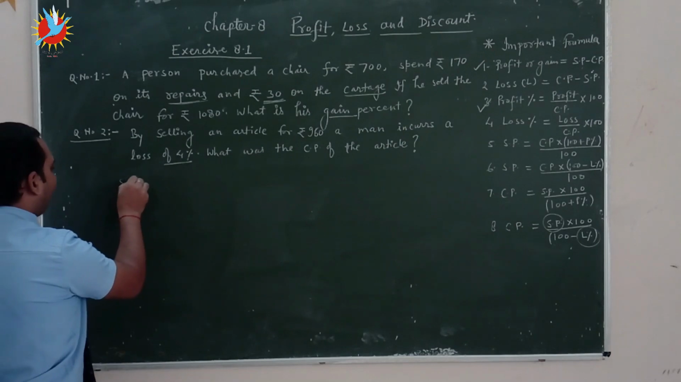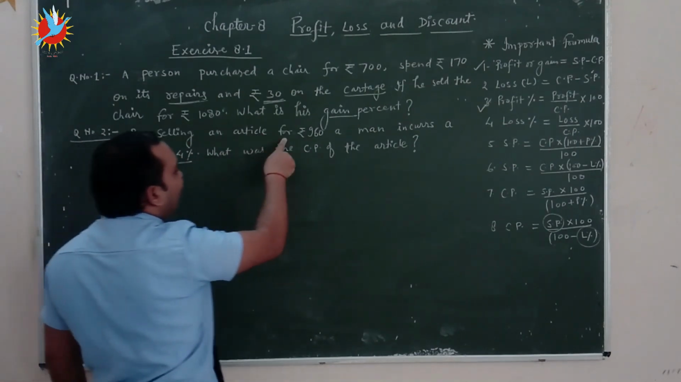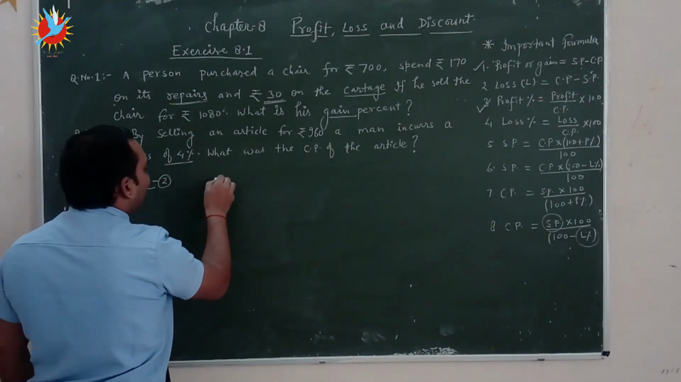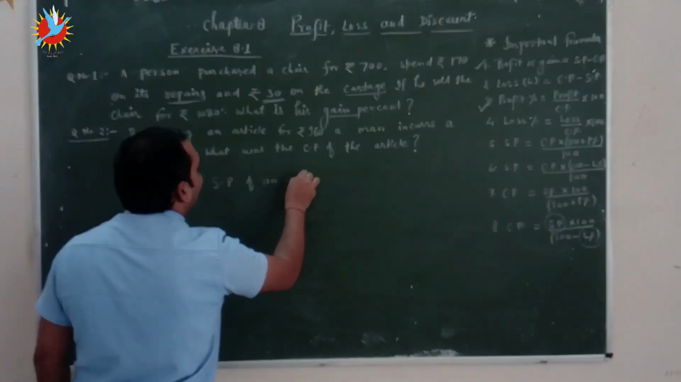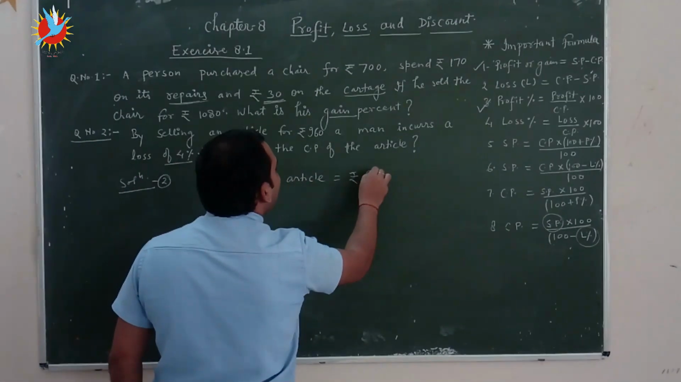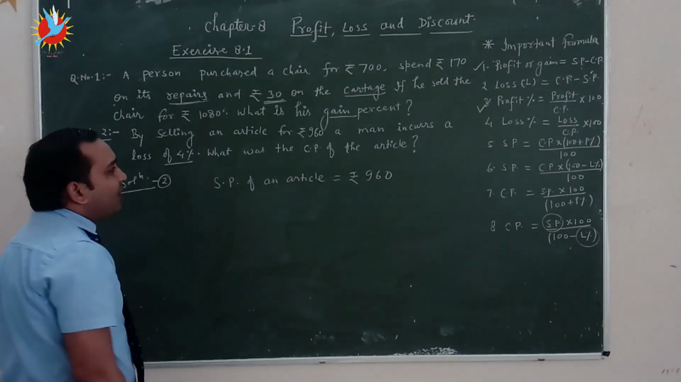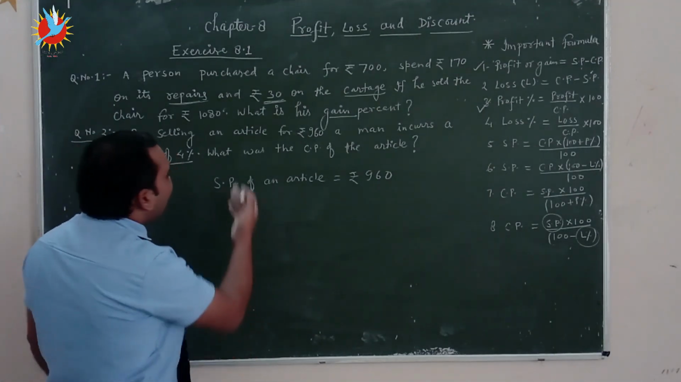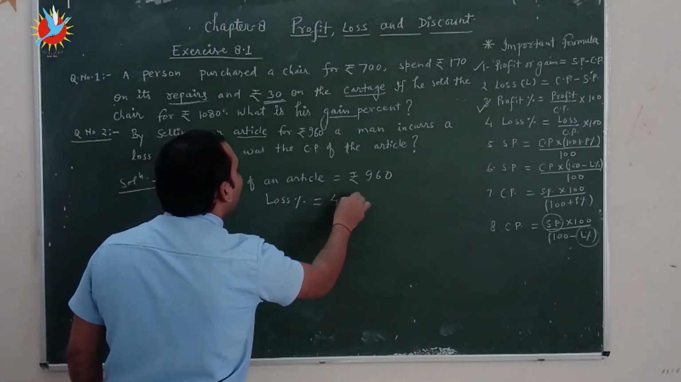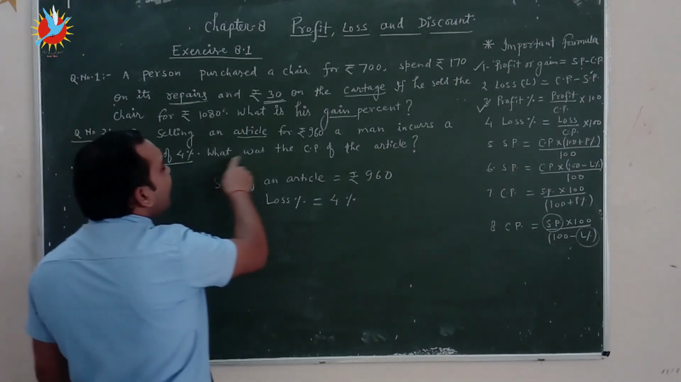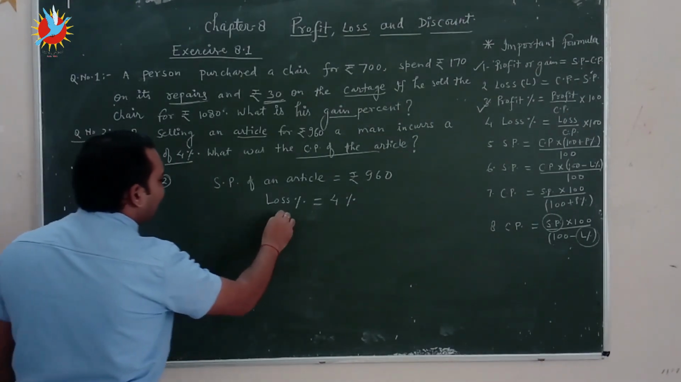Once again we read question number 2. By selling an article for rupees 960, so selling price is given, a man incurs a loss of 4%, which means the loss percent is given as 4%, and we have to find the cost price of the article.